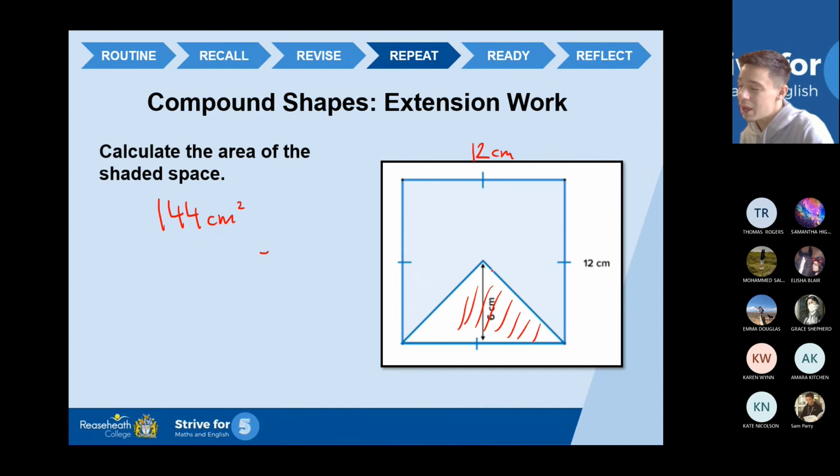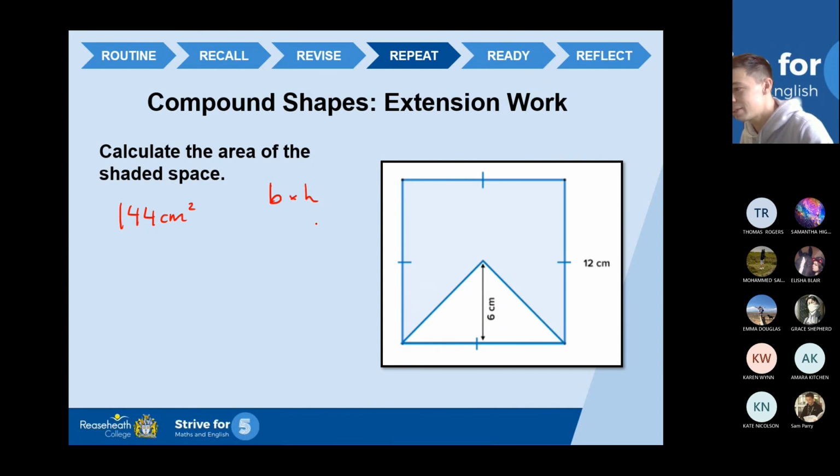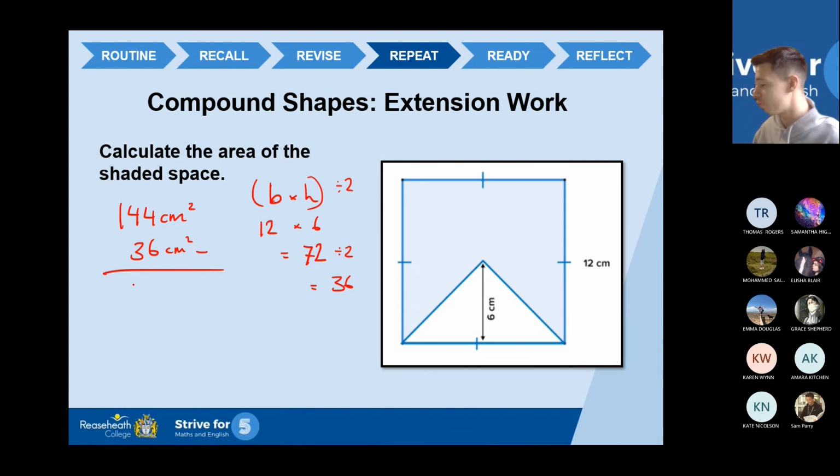So what is the triangle? It's a height of 6. Let me start again. 144. And then for the triangle, it's going to be base times height divided by 2. The base, because it's a triangle, we know that would be 12. The height is 6. So 12 times 6 is 72. Then we'd have to divide it by 2, which gives me 36. And then we'd have to subtract it to give me my remaining answer. So 144 take away 36.